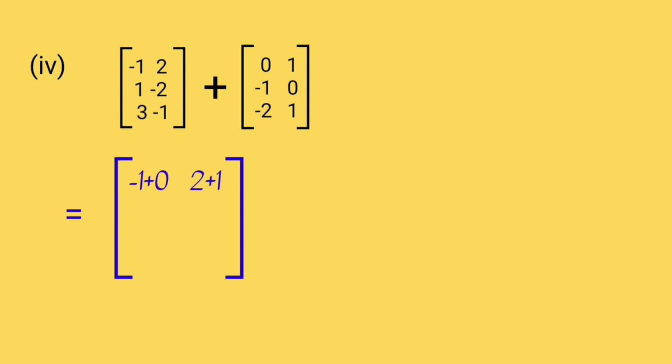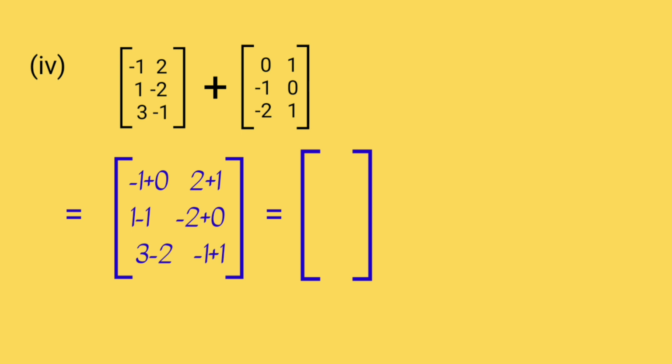And the next one is the fourth one. [-1 2; 1 -2; 3 -1] plus [0 1; -1 0; -2 1]. This is also a rectangular matrix, 3 cross 2. So we have to add these two matrices. So we get minus 1 plus 0, 2 plus 1, and the second row 1 minus 1, minus 2 plus 0, and the third row 3 minus 2, minus 1 plus 1. So we get minus 1 plus 0 is minus 1, 2 plus 1 is 3, 1 minus 1 is 0, minus 2 plus 0 is minus 2, 3 minus 2 is 1, and minus 1 plus 1 is 0. So that's it. This is the answer. Okay, this is very easy.